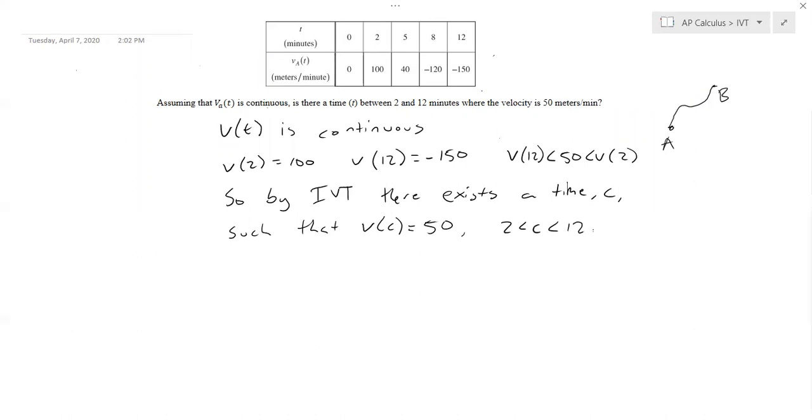You need to say that it's continuous. You need to say that the y value that we're looking for is between the two y values that we were given. And we need to then write this statement: by IVT, there exists a time, sometimes it'll say x value, sometimes it'll say time, c such that v of c, in this case, it could be f of c, equals your y value, and that c value is between the two x values that we were looking at.